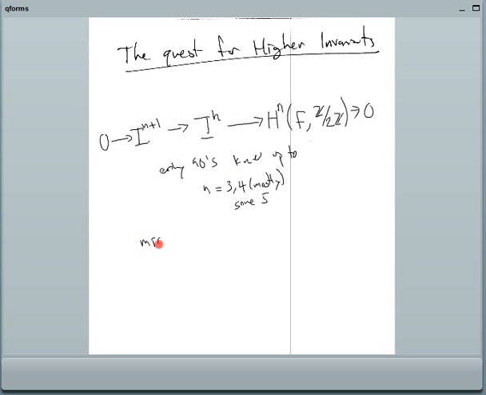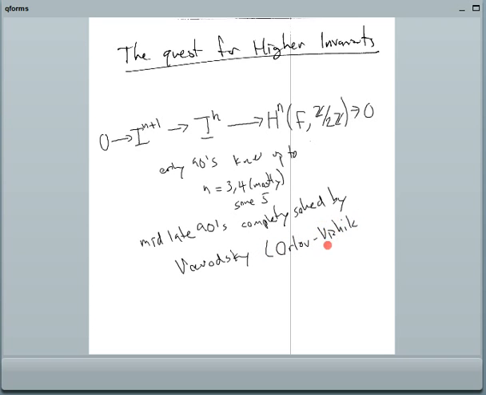In the late 90s, this was completely solved by Voevodsky. And later was fully put together in this paper of Orlov, Vishik, and Voevodsky.